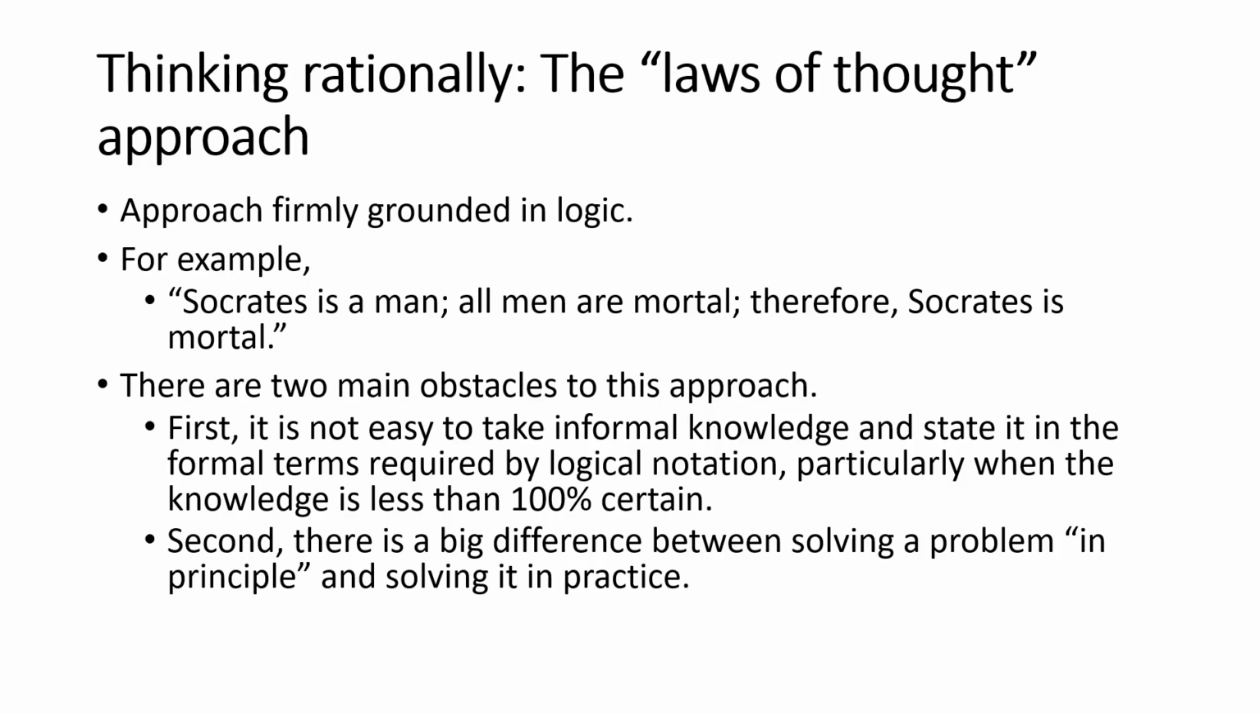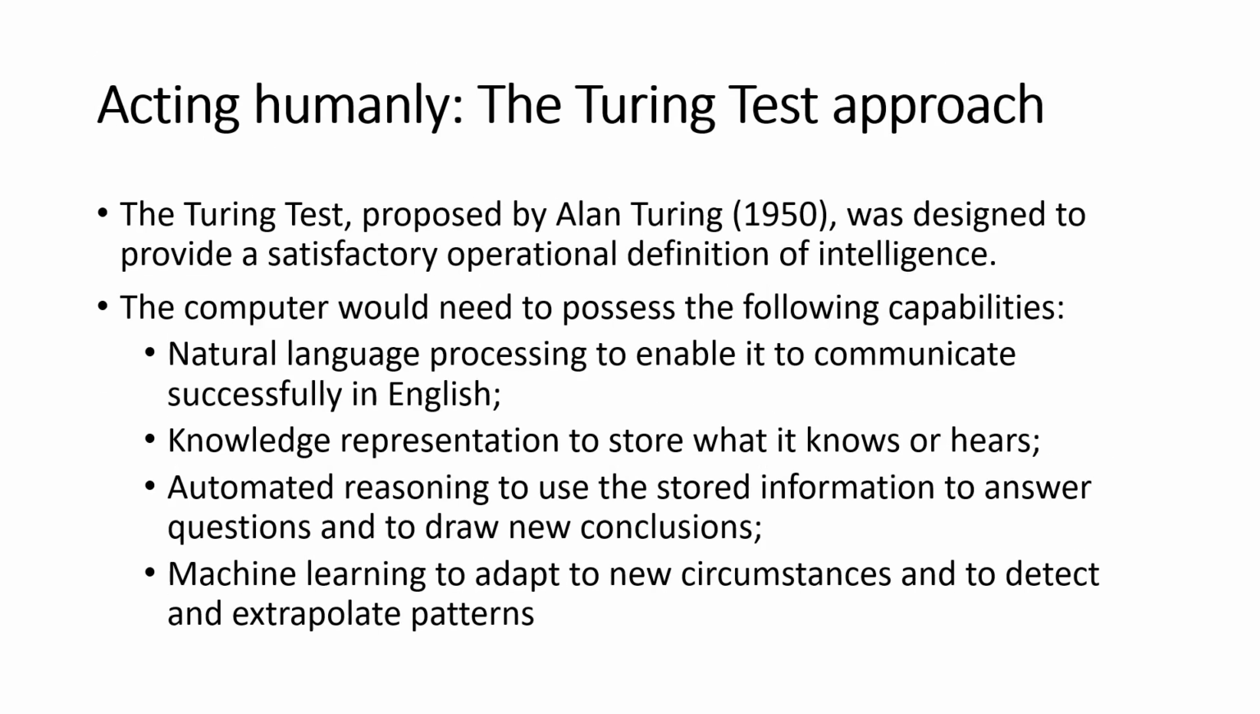The goal is to derive correct conclusions from the given facts. So there are some facts given, and from the facts we have to derive the correct conclusion. For example, expert systems, automated theorem provers, and logic-based AI systems are the examples. And the next one is acting humanly. That is the Turing test approach.